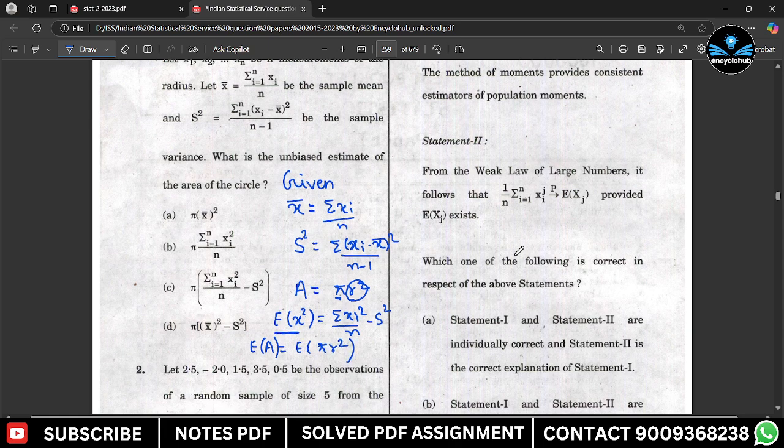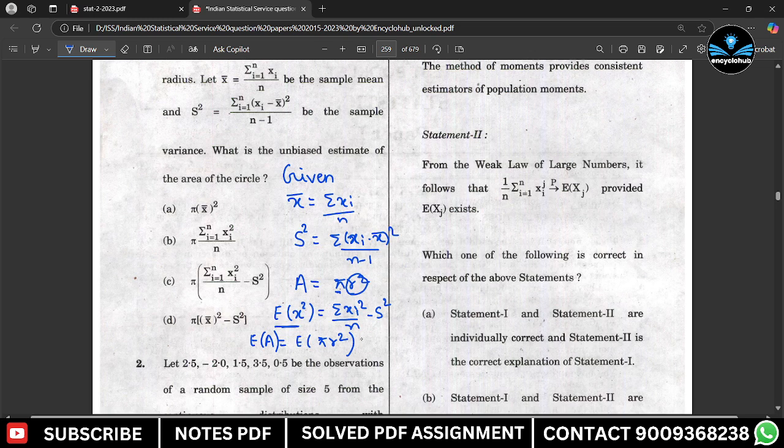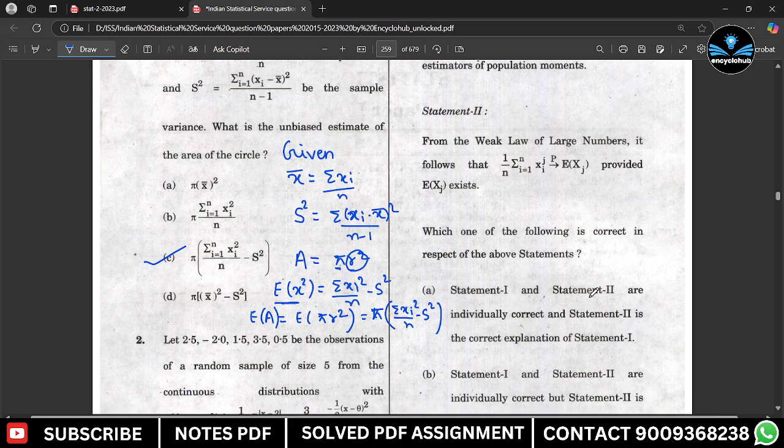Now we can write this whole formula: pi and expectation of r square means summation xi square upon n minus s square. So pi times summation xi square upon n minus s square, which is similar to option C.